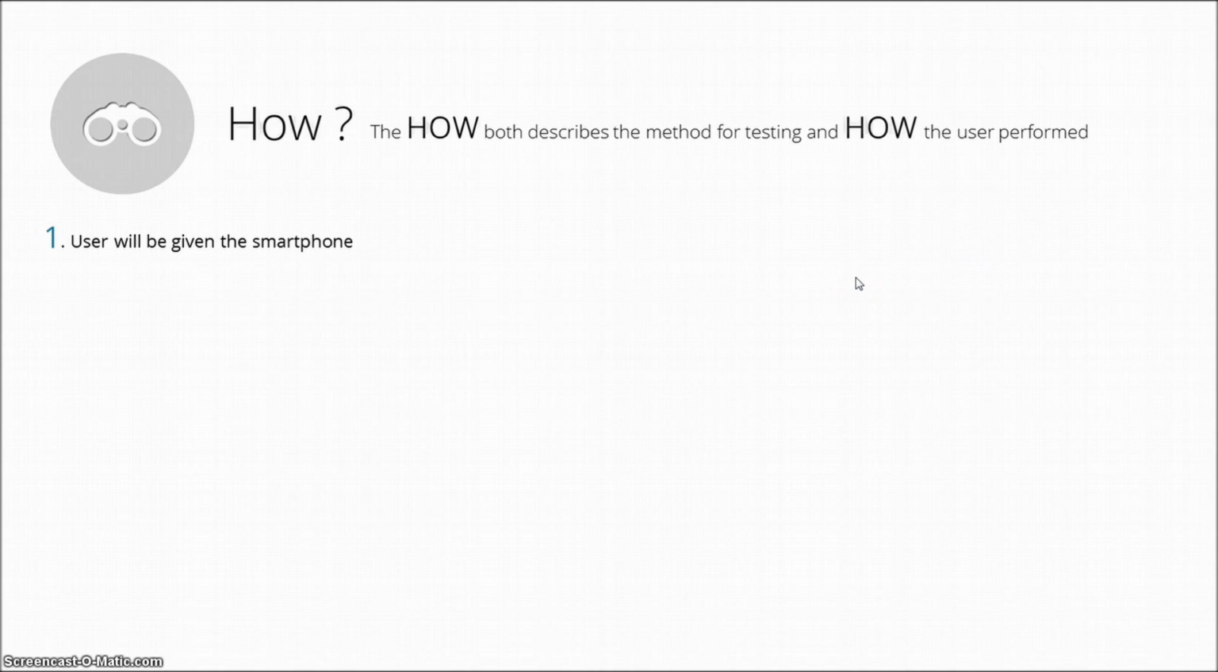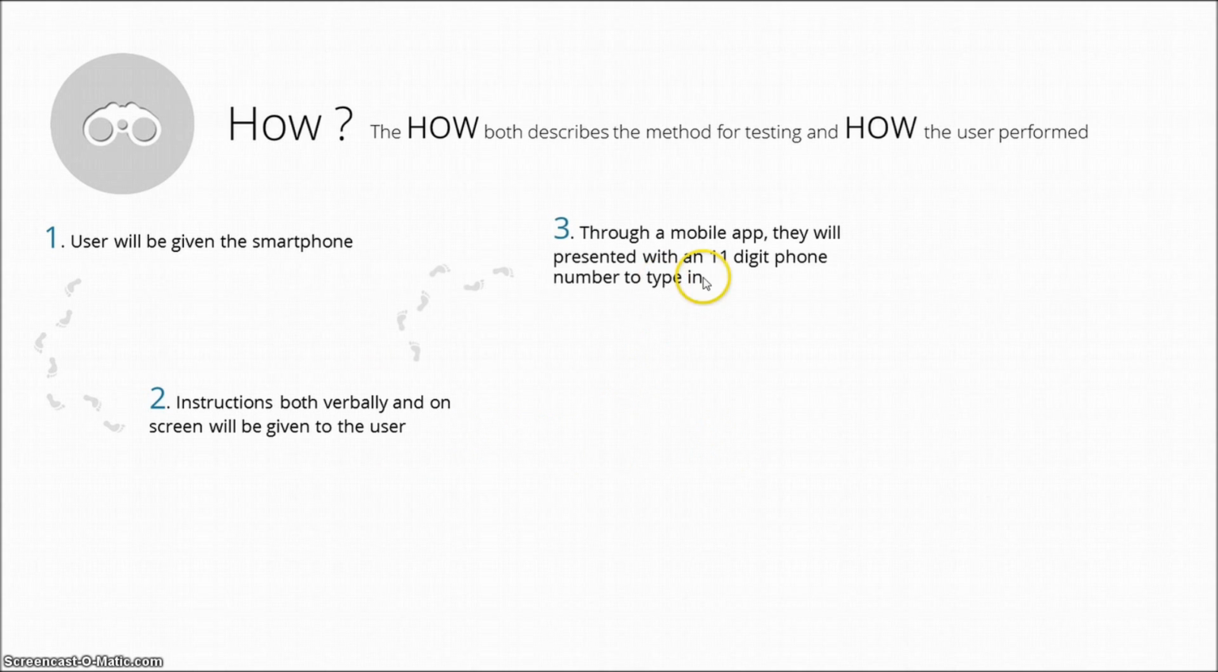So for this example, the first step is to select a willing participant and to hand them a smartphone. Instructions will then be given to them both verbally and on screen, so they know exactly what they will need to be doing. Then through the mobile app, they'll be presented with an 11-digit phone number which they'll need to type in. The same number is going to be used throughout the whole experiment, so they'll need to input the same 11-digit number into each of the 4 different keypad layouts.